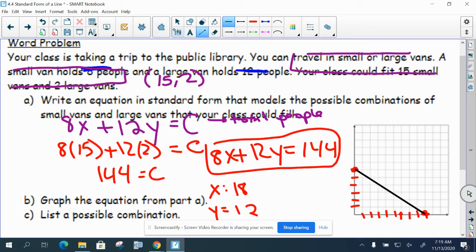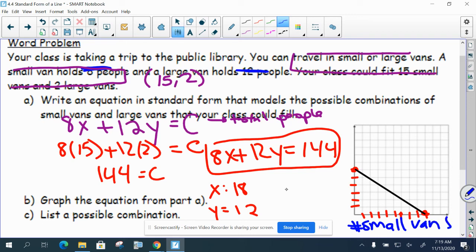And then one thing that's important too when you're making your own graph is to put labels on the x and y axis. So the label for the x-axis would be number of small vans. Label on the y-axis would be number of large vans. And remember, sorry, that should just say large. Remember that the intercepts mean the number of vans. So this would be the number of small vans, 18, when you don't have any large vans. And 12 would be the number of large vans if you didn't have any small vans. So that's just one other possible combination.